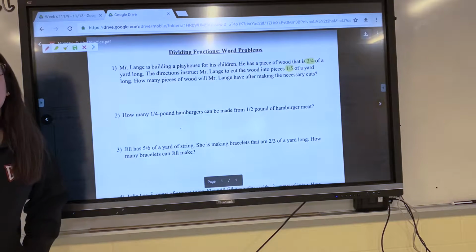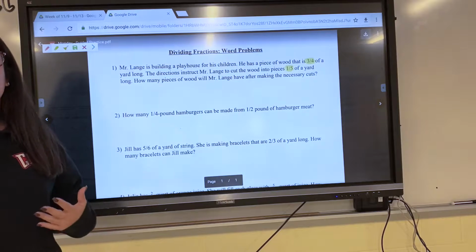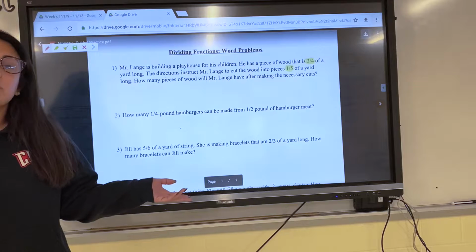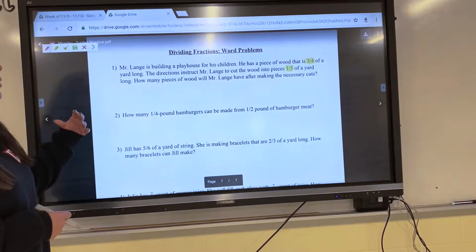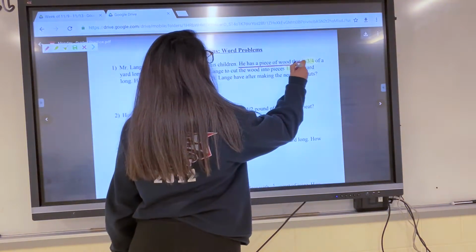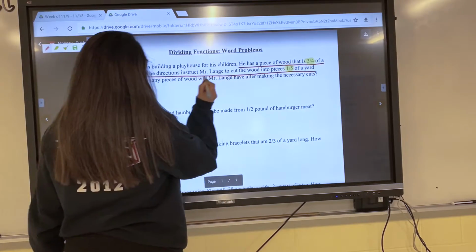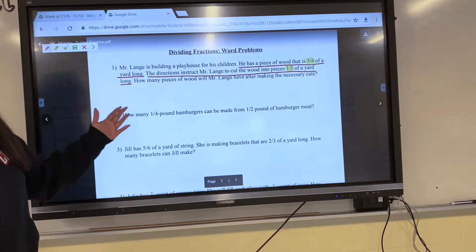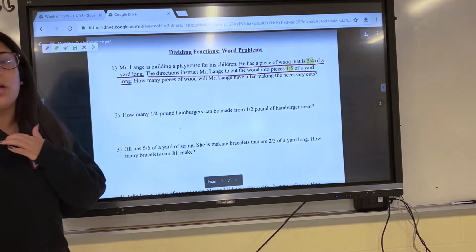So this word problem, again, we're obviously dividing fractions, but we have two fractions. We don't know which one we're dividing, which one we're dividing by. So we don't know which one's our dividend and which one's our divisor. So if we read the middle two sentences right here, we can kind of figure out which number we're dividing and which number we are dividing by. So it says he has a piece of wood that is 3/4 of a yard long. The directions instruct Mr. Lang to cut the wood into pieces 1/5 of a yard long.